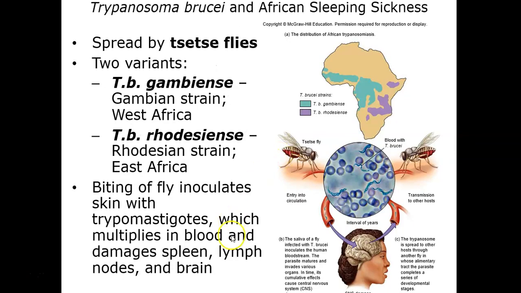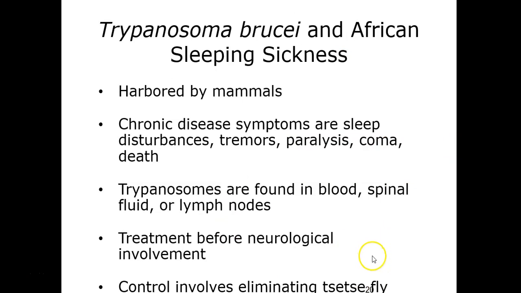So again, we talked about this central nervous system effect. Some of the things that you're going to get are sleep disturbances, tremors, paralysis, coma, and eventually death. And that's why it's known as African sleeping sickness, because of the symptoms that we see with the tremors and the sleep disturbances.